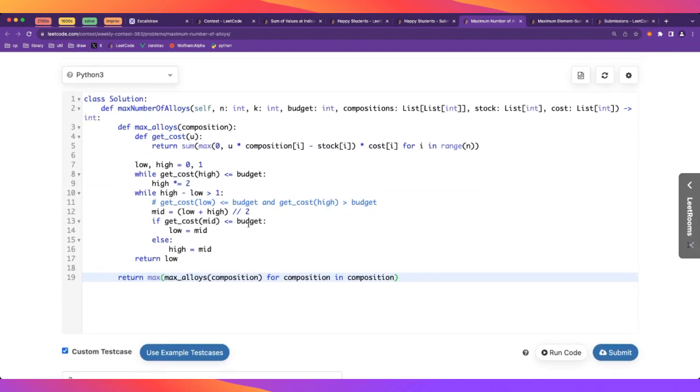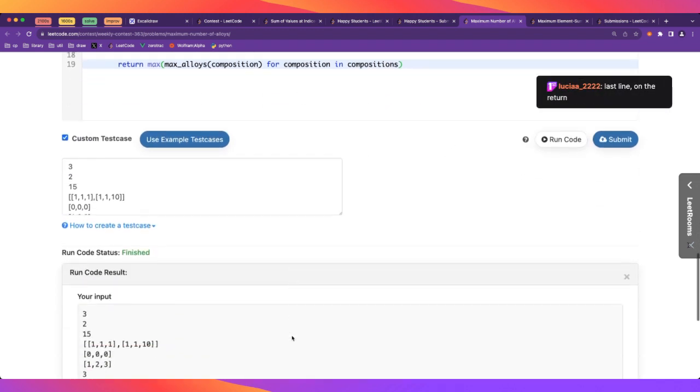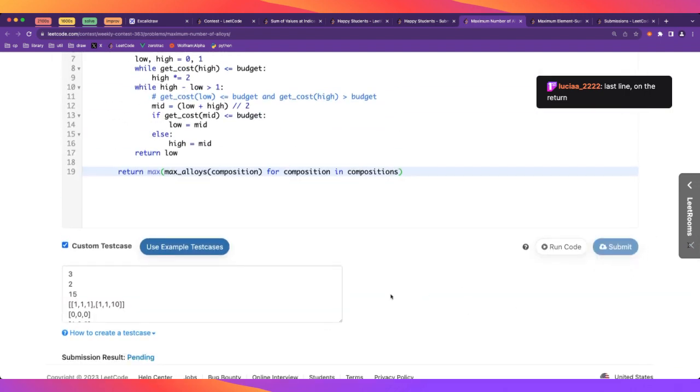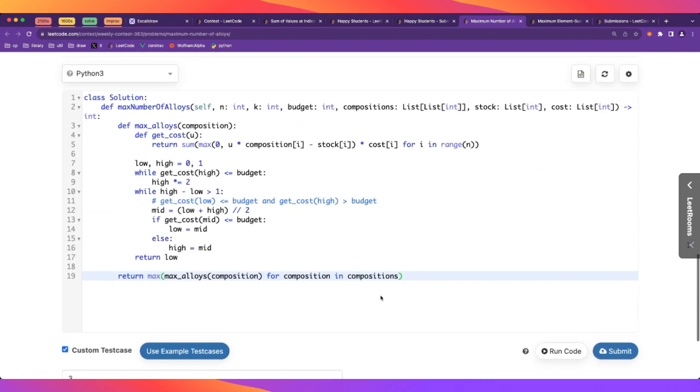Composition. Where am I using? Oh, here, compositions. Yeah, thank you, Lucia. All right. So accepted. Okay.